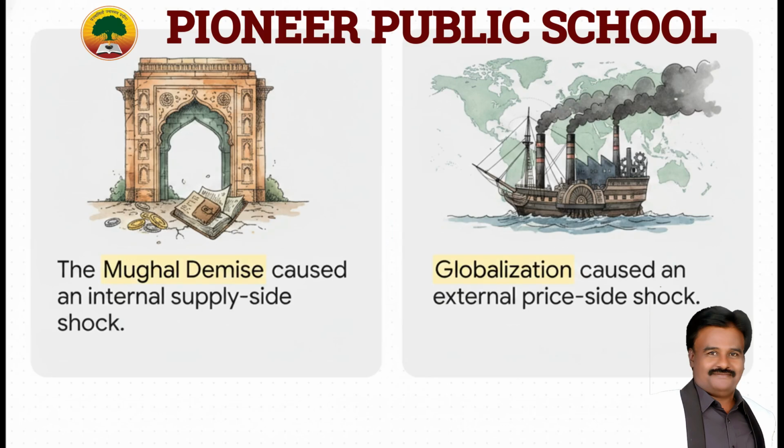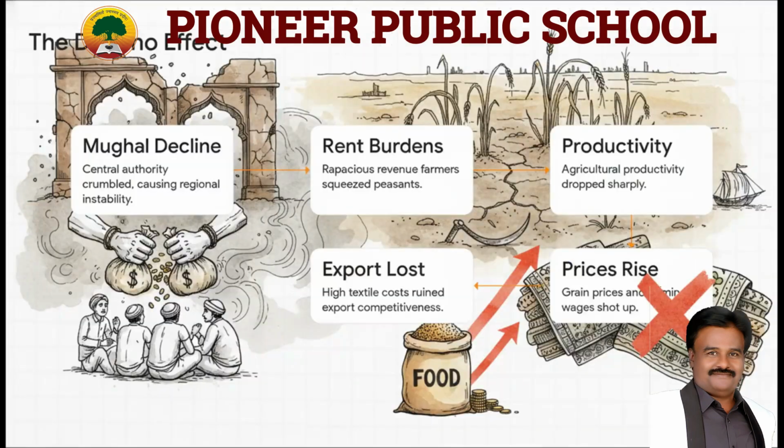So let's trace the domino effect of that first internal shock. It created a fascinating, kind of counterintuitive chain reaction. As the central authority of the Mughal Empire crumbled in the 18th century, regional instability skyrocketed. Because of this chaos, rapacious revenue farmers squeezed the peasants, massively increasing rent burdens. Naturally, this caused agricultural productivity to drop sharply.